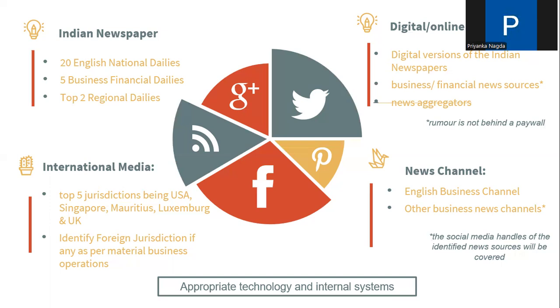Okay, one query on this step. Since the definition of mainstream media, as you mentioned, is very wide and covers various means of information, like newspapers, digital sources, news channels, and foreign jurisdictions also, how do you feel a company can manage checking all those mainstream media to identify rumors, especially from digital sources? This is very important. To track all the mainstream media, it is very important that companies have appropriate technologies and internal systems in place. There would be investor relations teams and corporate communication teams. All these teams have to be made aware of these compliances and made responsible for tracking that information in the mainstream media.